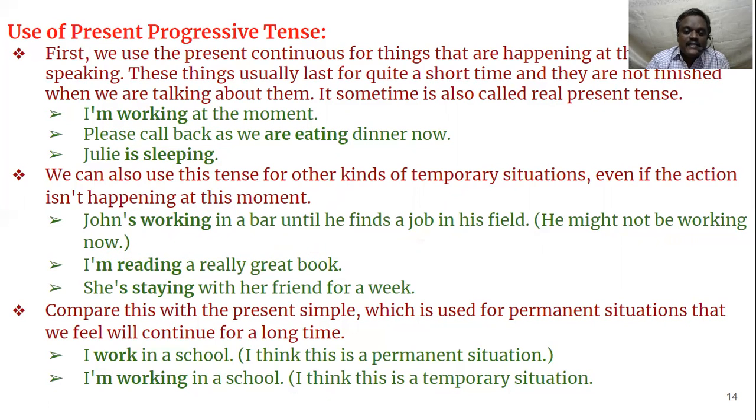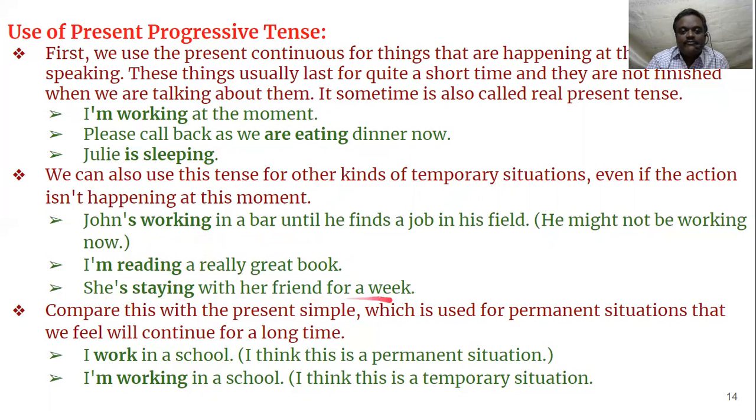Right now, he is not reading Bhagavad Gita, but maybe 3 or 4 days back he started reading it, and he is going to finish it in 3 or 4 days. So it is a temporary activity again. So this temporary activity can be used in present continuous.